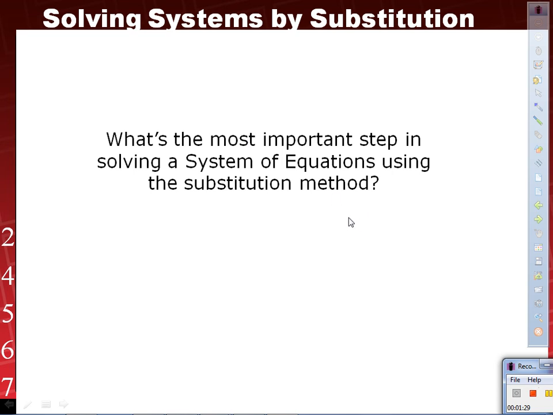Okay. At the top of your notes, you're going to write steps. And once again, at the end, we're going to collaborate so that we can come up with steps for what the process is today in regards to solving by substitution. Okay? All right.